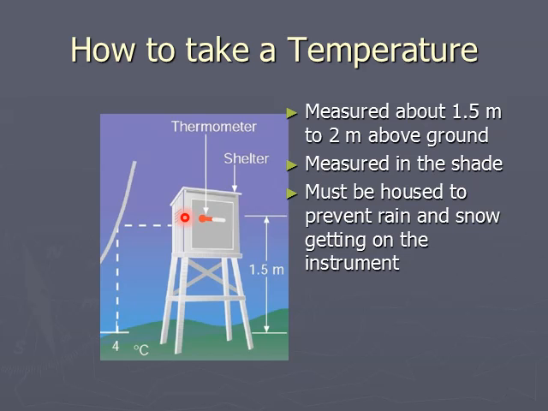All right, how do you take a temperature? The National Weather Service requires you take a temperature at 1.5 meters above the ground. The thermometer needs to be sheltered from wind and rain, or I should say sheltered from rain and snow, so that it's off the instrument, and so that you're actually just measuring the temperature of the air. The thermometer needs to be in the shade. It doesn't want to be exposed to direct sunlight.